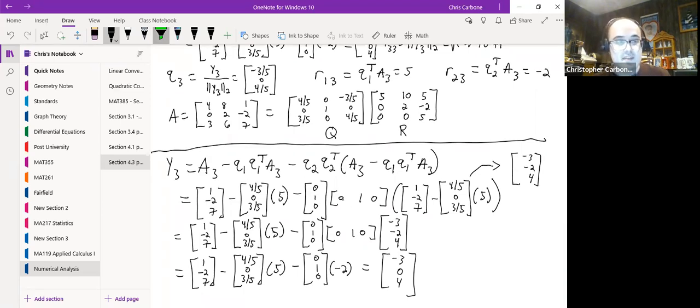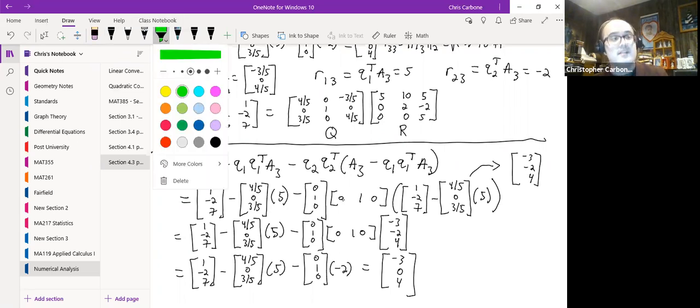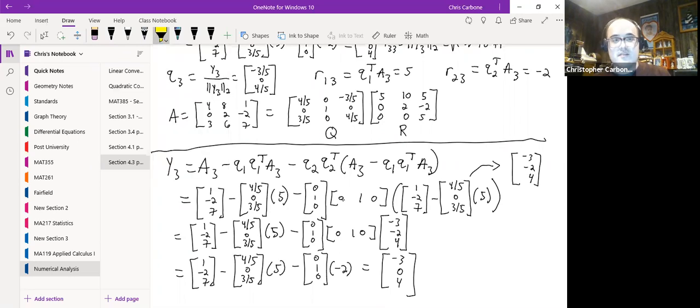We would obtain the exact same answer, which for some reason I wish I could highlight, but it's not letting me highlight right now. We would obtain this exact answer right here of these two vectors being multiplied together. Let me know if you have any questions or concerns. Thank you.